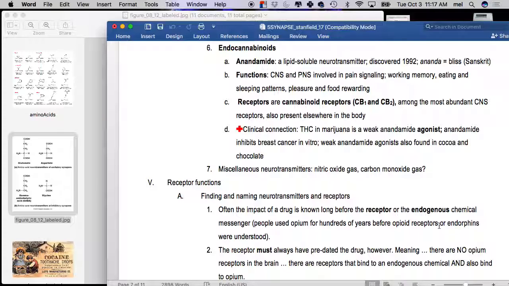We only discovered the neurotransmitter that marijuana actually works on, that system, in 1992. I know some of you guys are way younger than me, but to me that sounds like yesterday. And some of you guys are like, I was born in 92. Well, you can shut up.